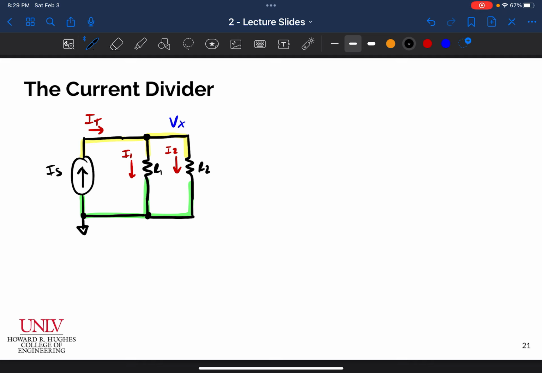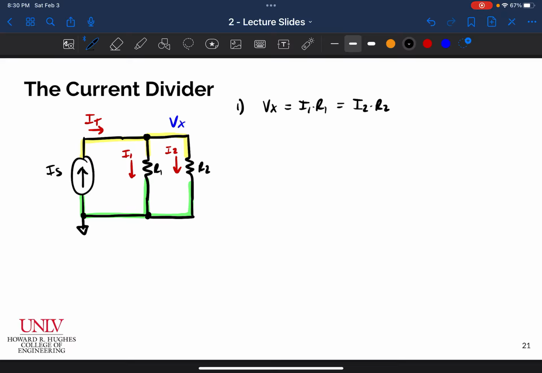So the first thing I can notice is that these two resistors are, of course, in parallel, and they have the same voltage across them, Vx minus 0, which is just Vx. That's going to be equal to I times R for the first resistor, and it's also equal to I times R for the second resistor. Okay, so that's the first equation that we're going to use here.